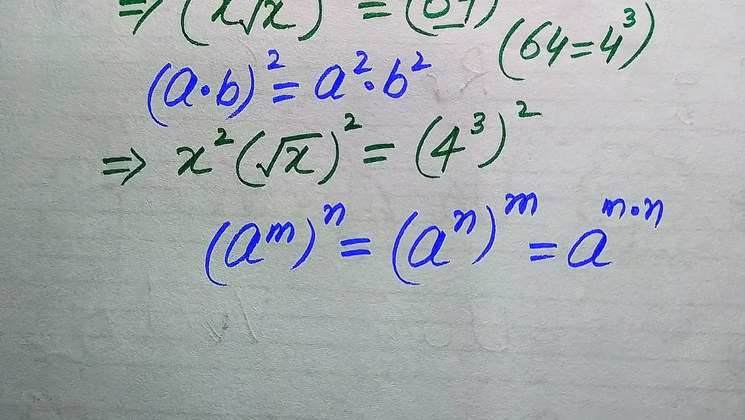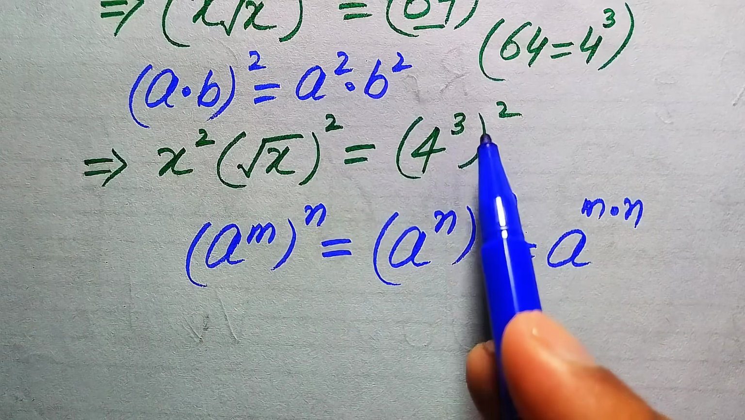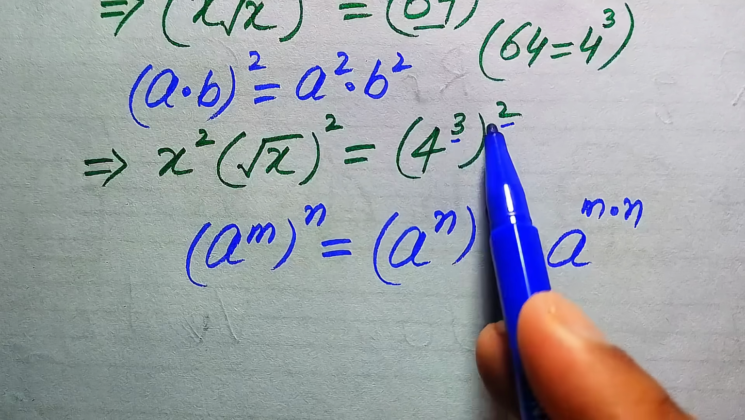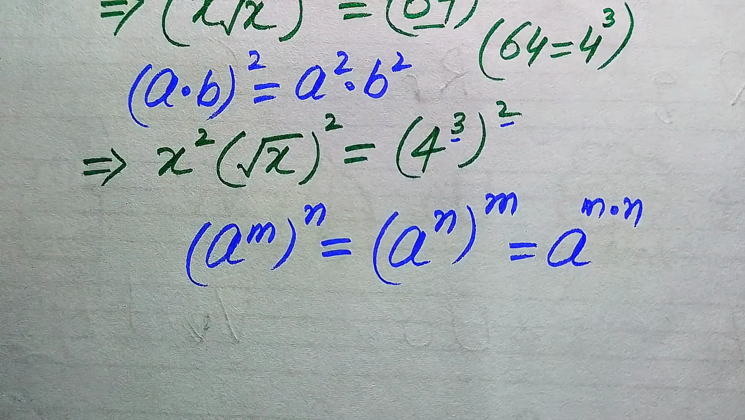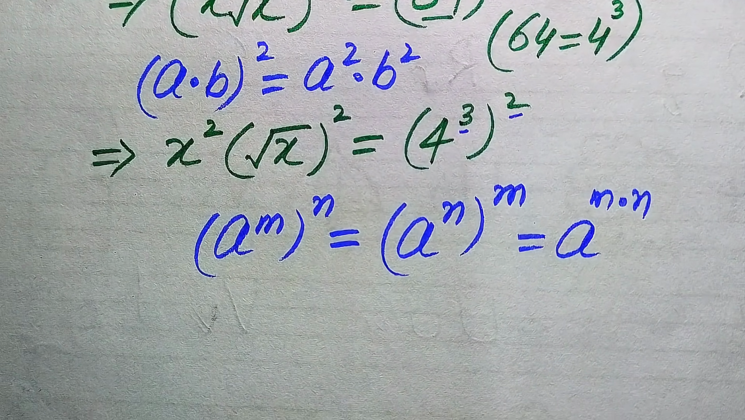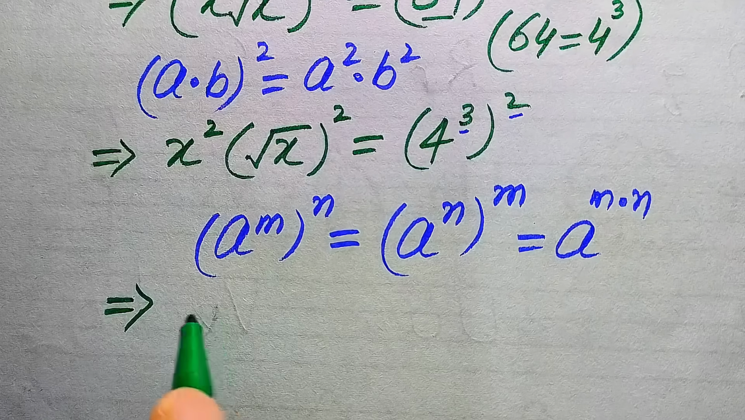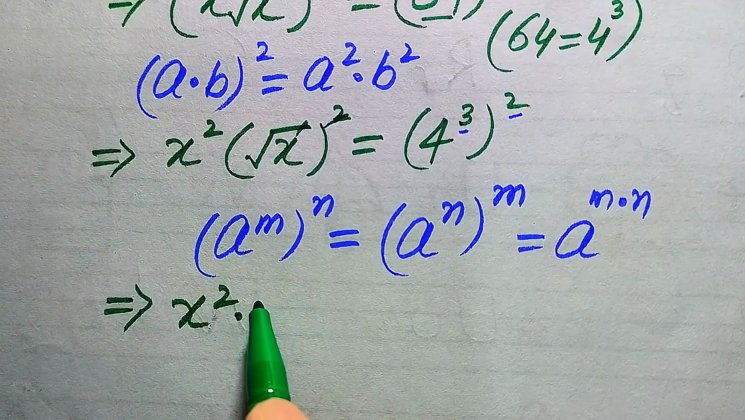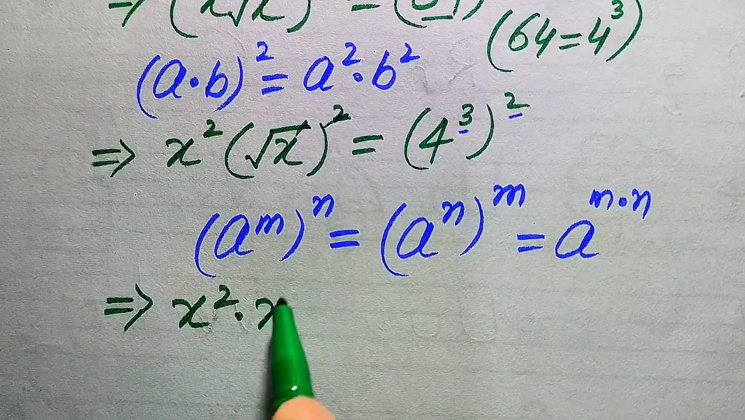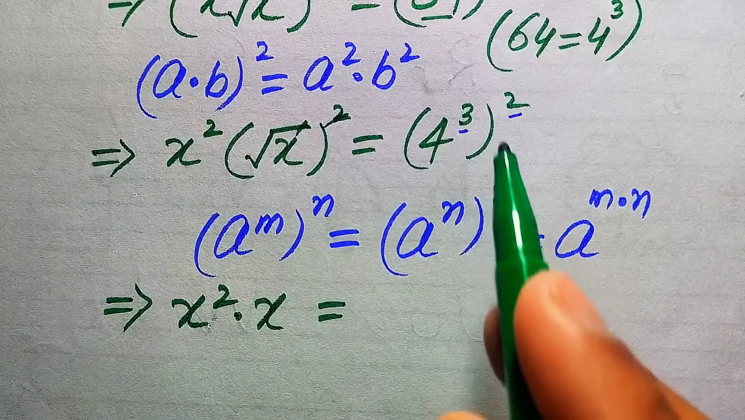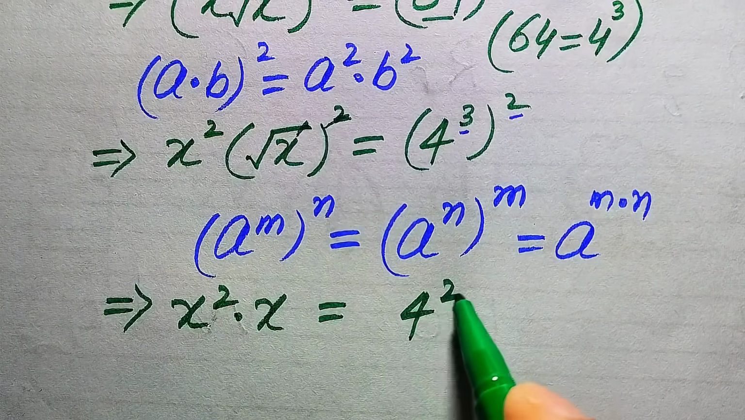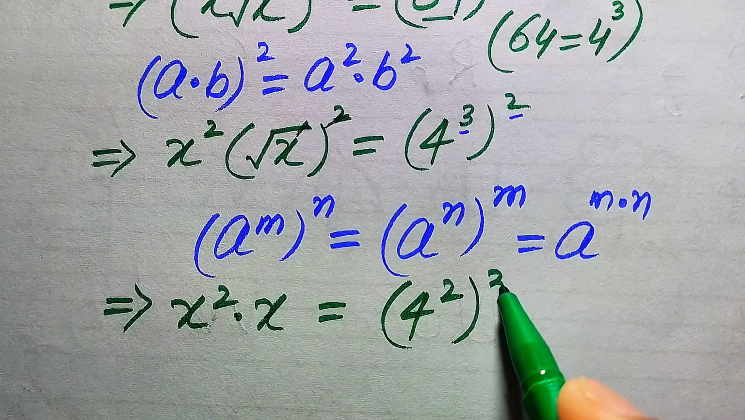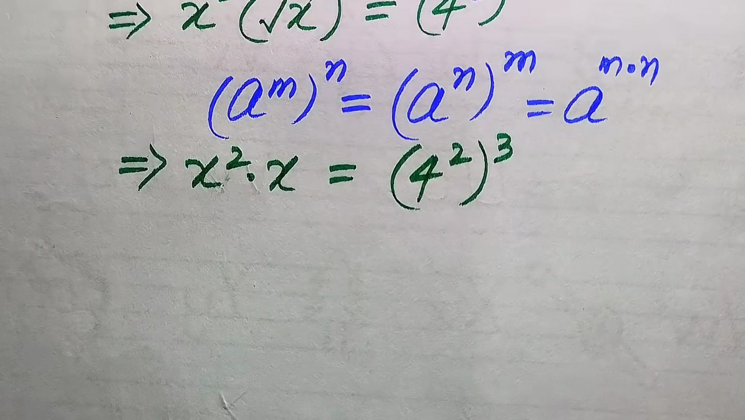But here on the right hand side we need only to interchange the exponent. So here we just interchange these two exponents. And now you see here on the left hand side we have x squared, and this 2 and this square root are cancelled out by each other and we get only x equals, and here we interchange these two exponents and it becomes 4 squared and its whole cubed.